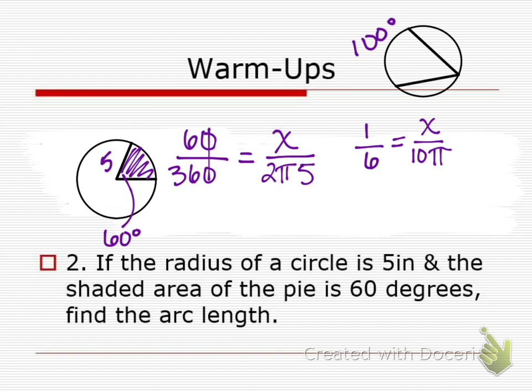How are we going to solve for x now? What do we got to do? Cross multiply. 10 pi times 1 is 10 pi. 6 times x is 6x. Last thing to do? Divide by 6. So then in your calculator, you would put 10 times pi equals divided by 6 equals. And that would give you x.